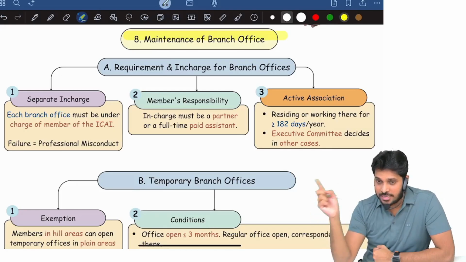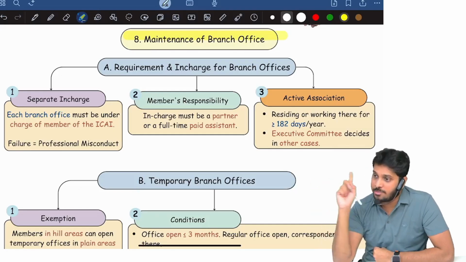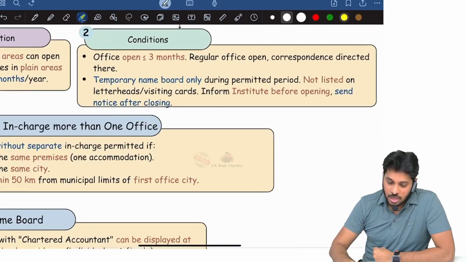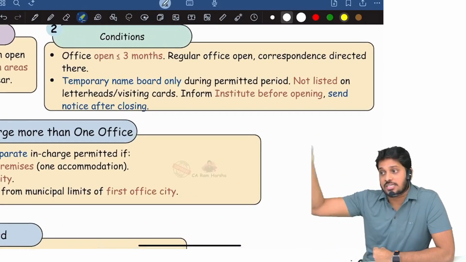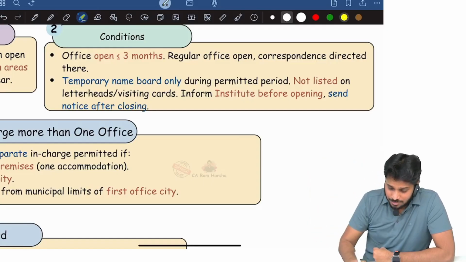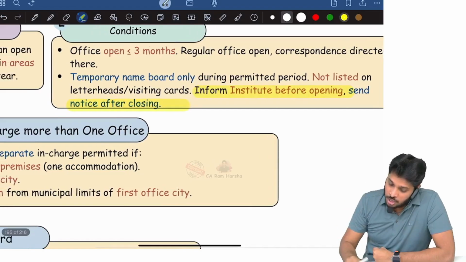And before opening the temporary branch office, you have to intimate the institute. After closing the branch office also, you have to intimate the institute. Both you need to do. Yes or no? And at the temporary branch office, you should not put a name board at other times. Only during those 3 months can you mention it. Yes or no? And you must inform before opening, and you need to inform even after closing it.